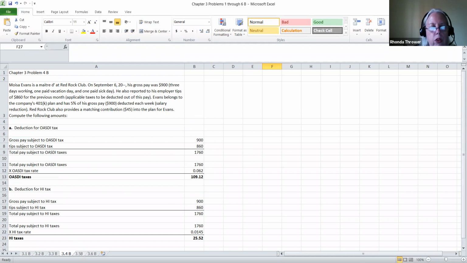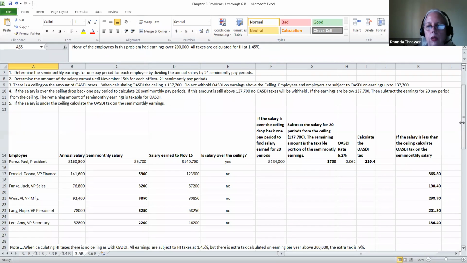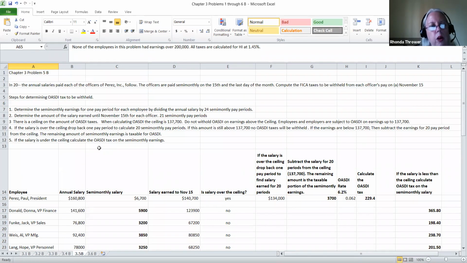And that's all you have to do on that one. On this next one, problem 5B, there's a lot of variables in this problem. And so what I decided to do is break it down for you as simply as I possibly could.